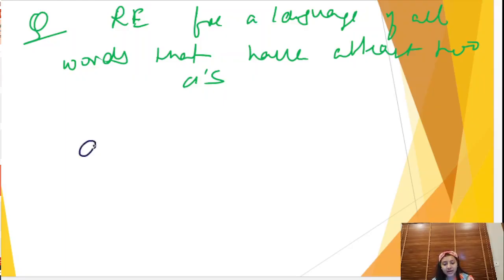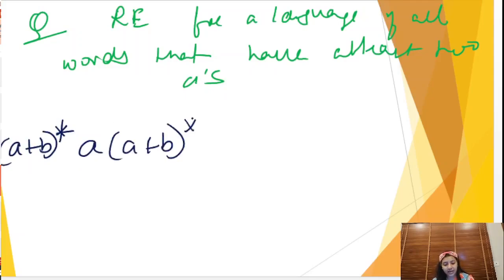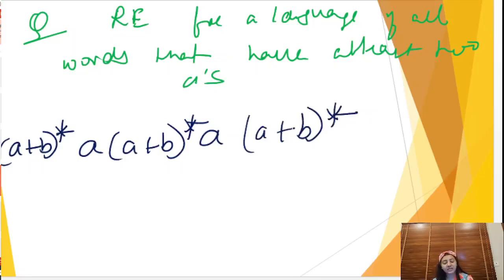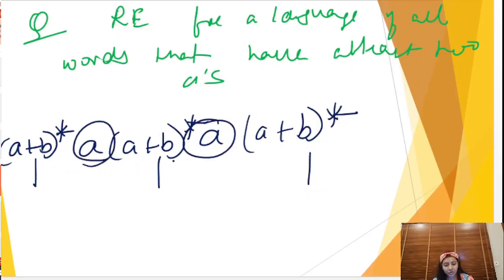So let's say one A is here, then there can be anything starting before this A, right? Similarly, there can be anything after this A, then another A that has to be mandatory, and there can be anything after this A as well, right? So this is optional, this is optional, this is optional, and all strings we can form from this, and two A's are mandatory, which are at this position and at this position. So this is one of the regular expressions for this language.